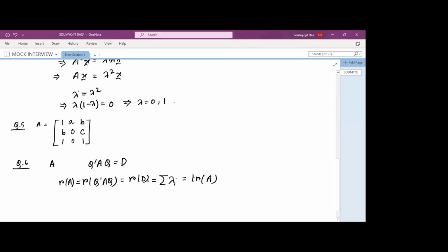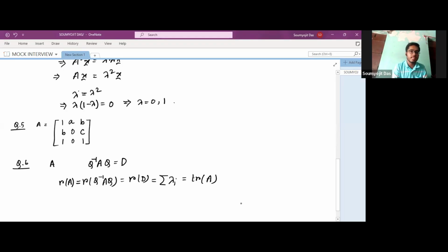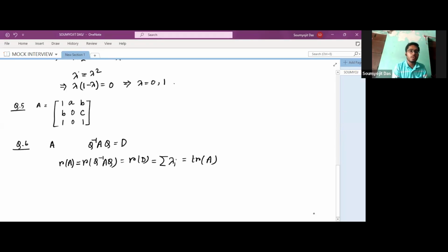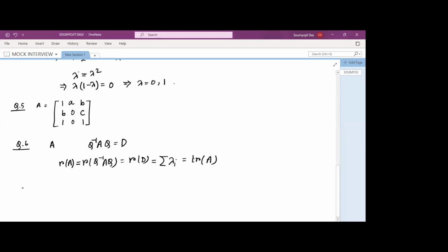Okay. Are you sure about your definition of diagonalizability? There should be Q inverse, I think, not Q transpose. Yes, sir. Okay. What is a nilpotent matrix? If A is a nilpotent matrix, then we can say that A squared equals the null matrix. Right, right.